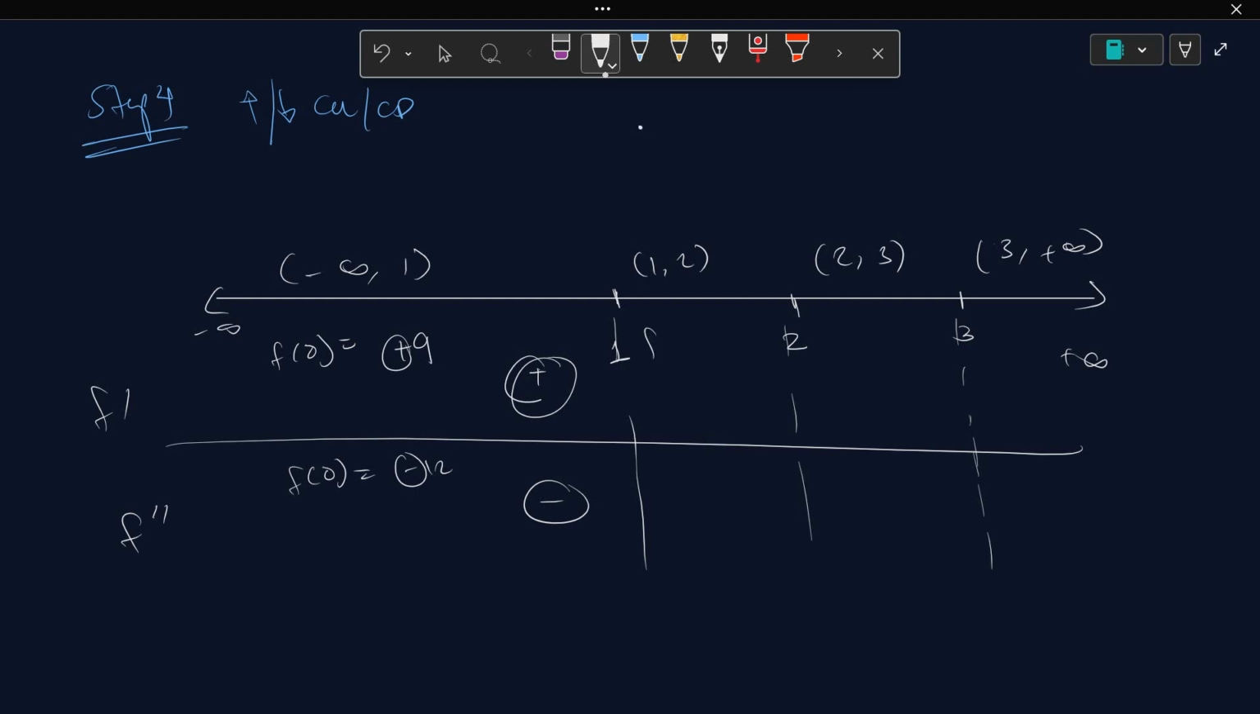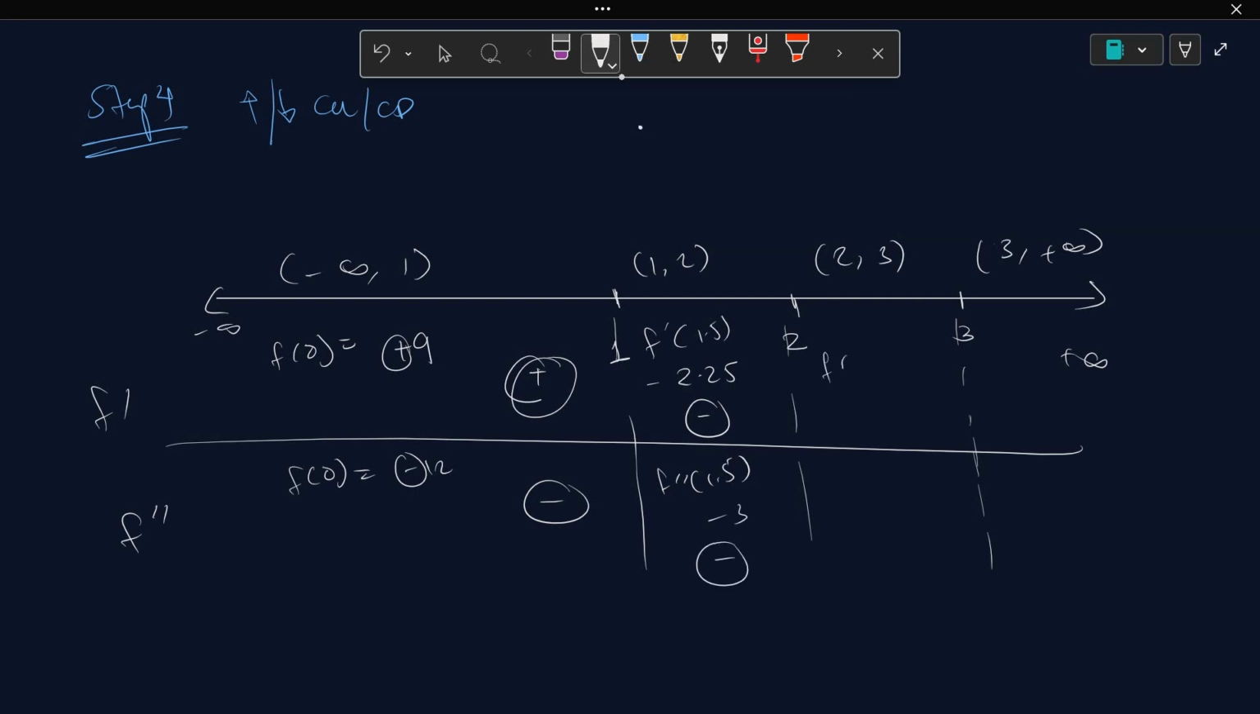I basically do the same thing, putting into the f prime function an arbitrary value within the interval 1 to 2. I can choose 1.5. If I plug 1.5 into the f prime function, I get negative 2.25, so I get a negative sign over here. If I put 1.5 into the second derivative equation, I get a negative 3. So in this case I have a negative.